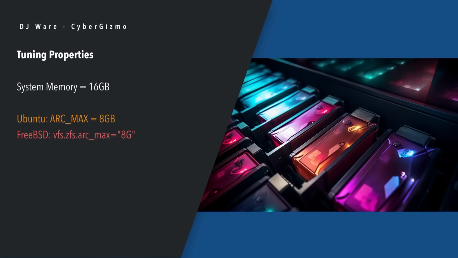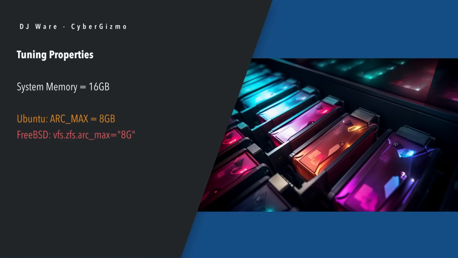My system memory in both VMs is 16 gig. So in Ubuntu, you set zfs_arc_max to however much memory you want to hand over to the ARC, which is basically your cache. So 8 gig is what I chose, took half of it. Now you can go higher. You can go lower. It just depends on how much memory you want to give up. So it won't go above this. That's the fence for the cache size.